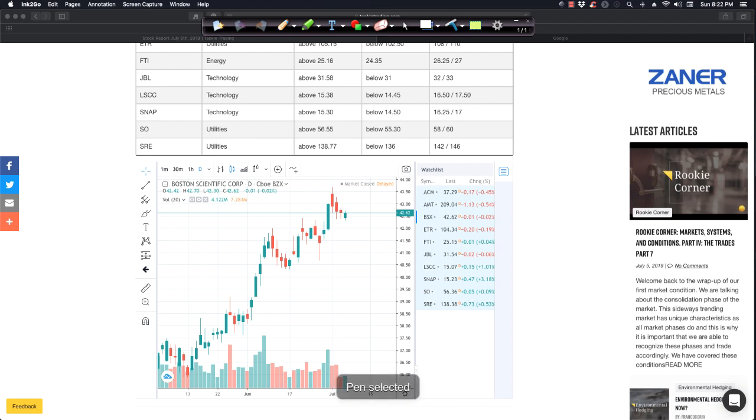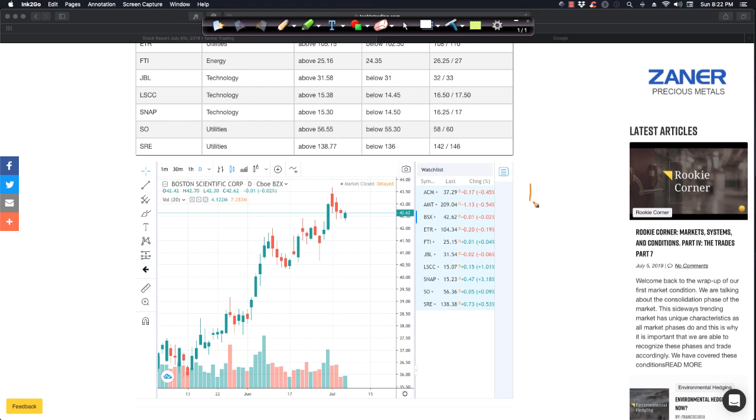Let me highlight that here if I can. So we got a nice higher high and higher low. And then the last move really gave us a nice pop up there. So we're in an uptrend, and that gets a point. We give it a point for an uptrend with increasing momentum.